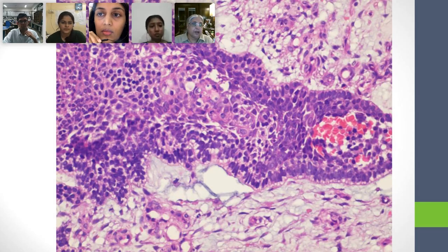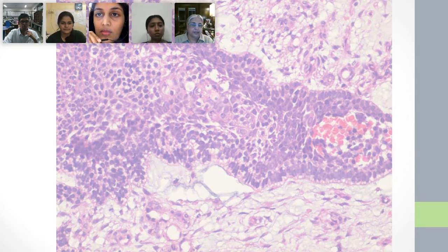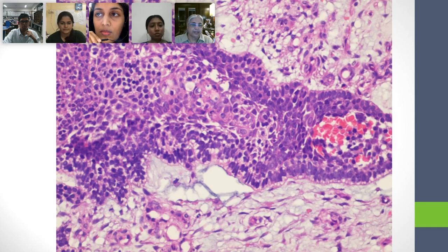See this at higher power now? What do you see? You see that basal palisading? Now you see the basal palisading over here, and what do you notice about it? Reverse polarity. You can see that the nuclei are away from the basement membrane.